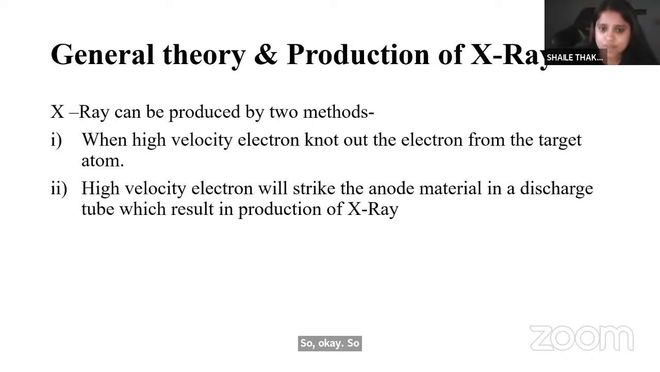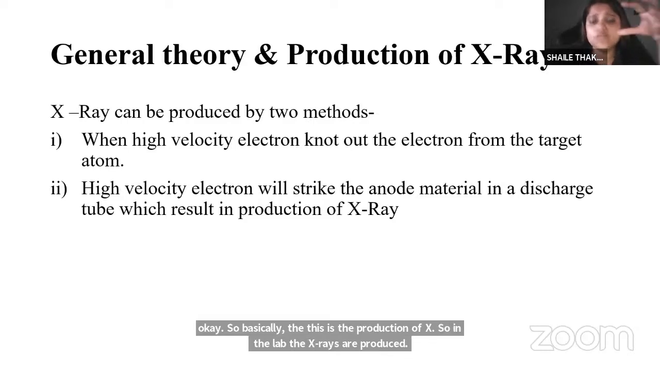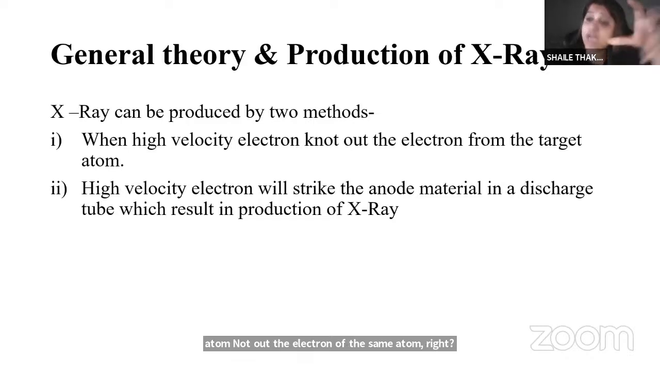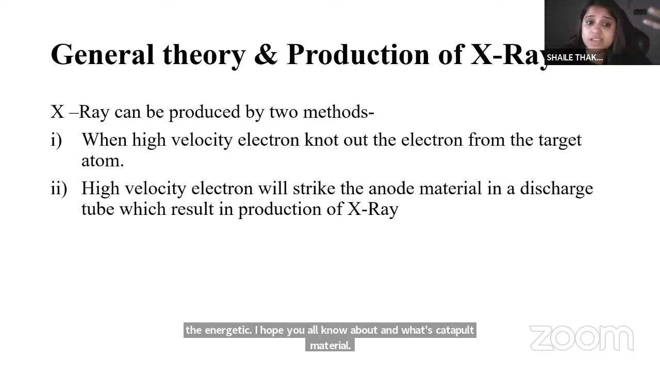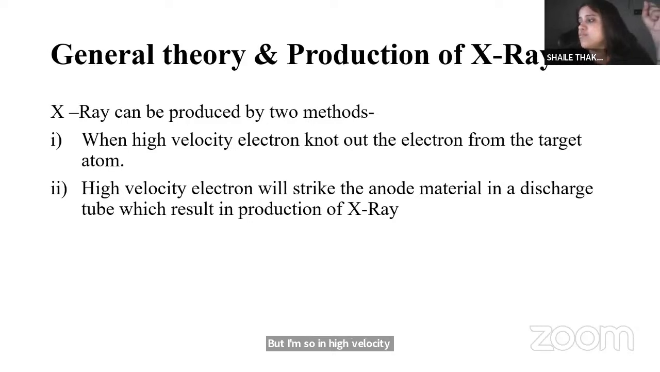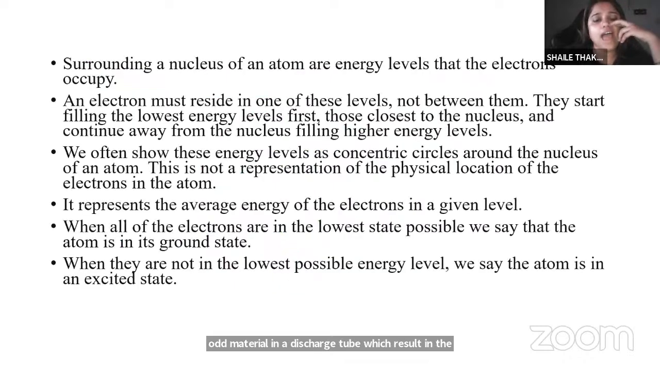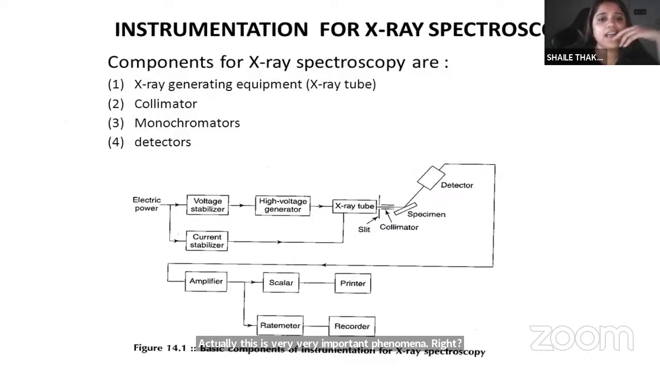So in the lab, the X-rays are produced. X-ray can be produced by two methods. One, a high velocity electron knocks out another electron, right? When a high velocity electron knocks out the electron of the same atom. And another one is when a high velocity electron strikes the anode material. I hope you all know about anode and cathode material, right? So when a high velocity electron strikes the anode material in a discharge tube, it results in the production of X-ray. This is a very, very important phenomenon, and this is how the production of X-ray takes place.